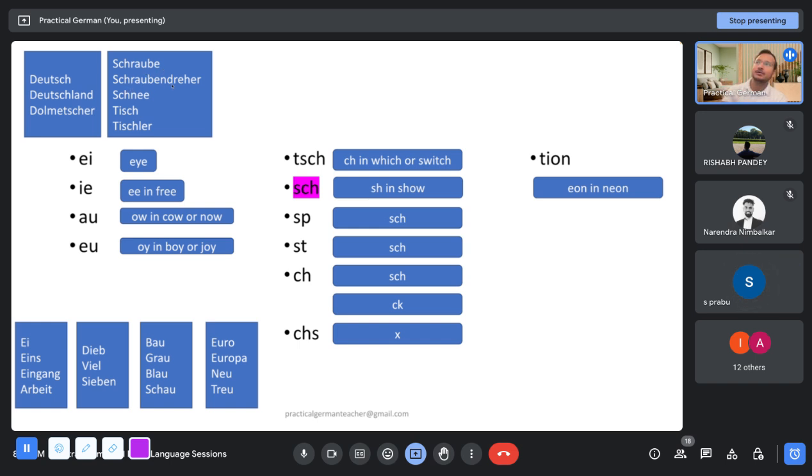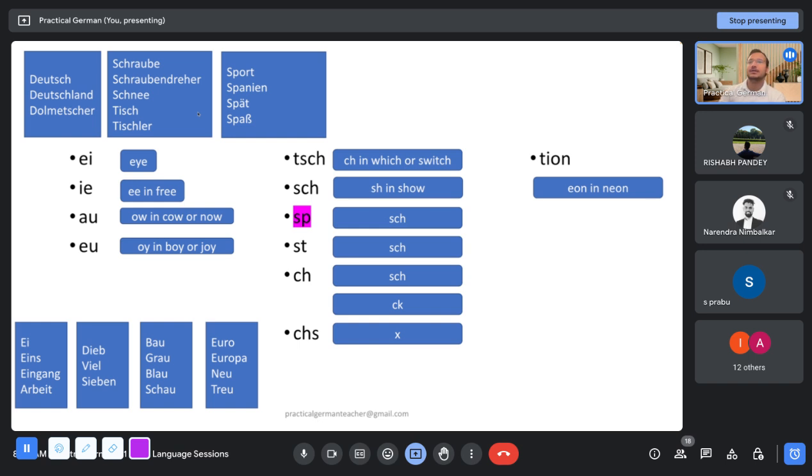What do you think Schraubendreher may mean? It's a screwdriver. Yeah, again, I personally don't need these words, I just chose them. Again, these are not important words unless you actually happen to be using them all the time. So again, Tisch is important, Schnee is important, Tischler I don't think is important for your life.